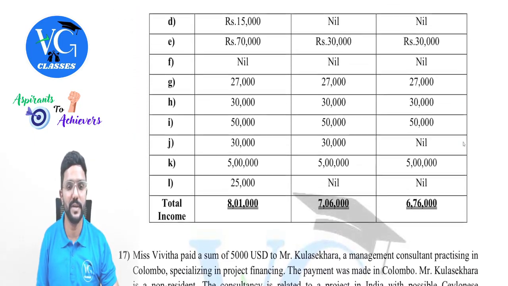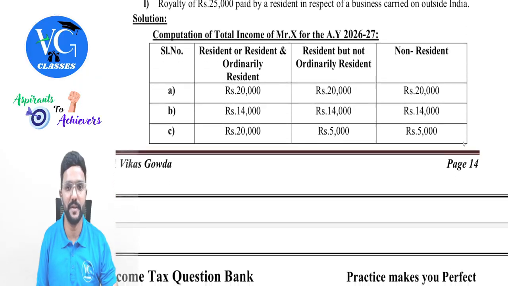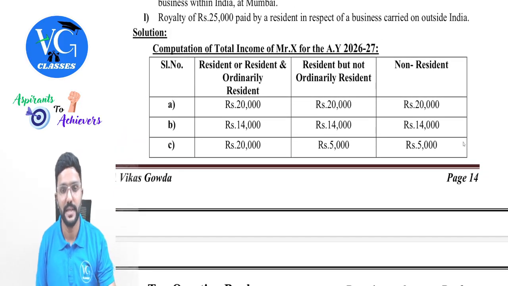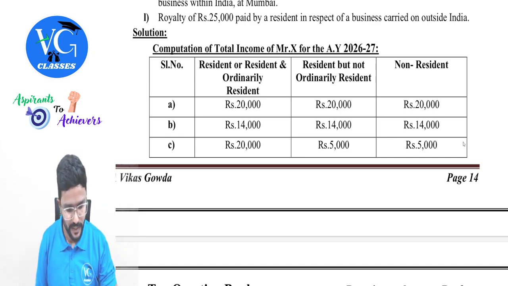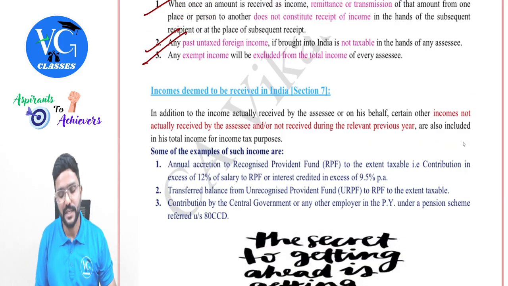Same way, guys. And in this question, there are no deductions. So straight away, just add up everything, whatever is the income taxable in the hands of the respective person, depending upon his residential status. Yes, sir. Next, section 7.